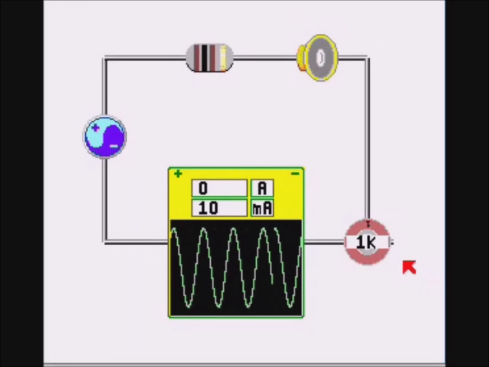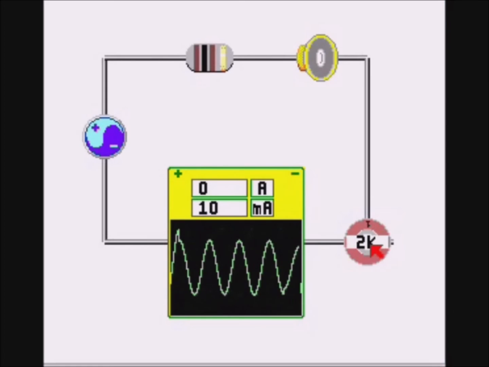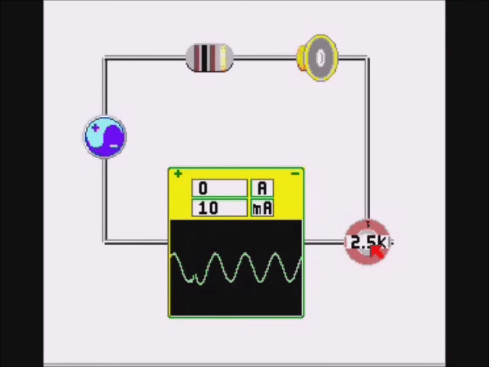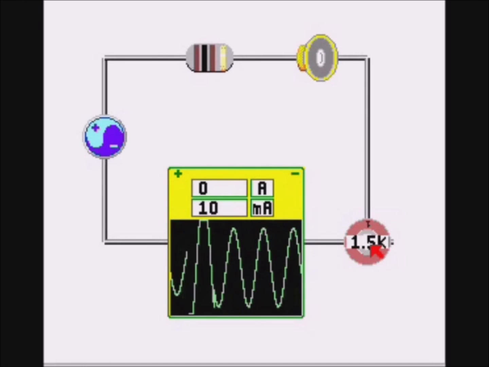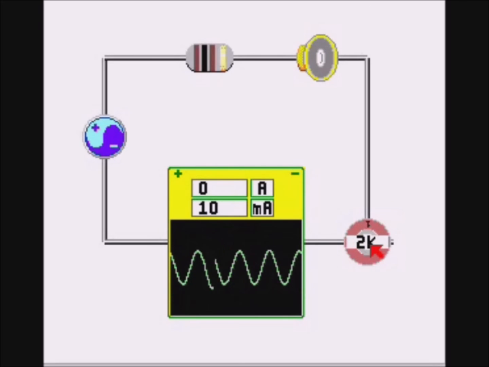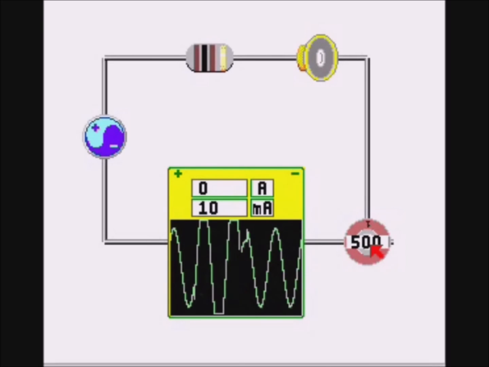In this test, we have included a variable resistor or potentiometer to vary the current passing through the speaker. As the resistance changes, the amplitude or loudness changes. Note that the frequency remains constant. This form of wave is called amplitude modulation, or AM.